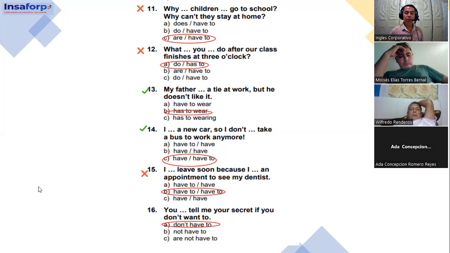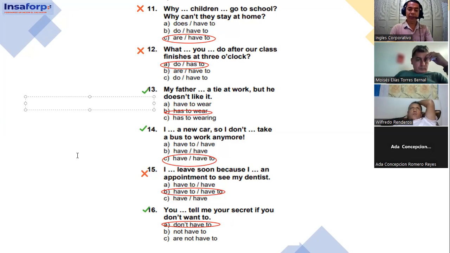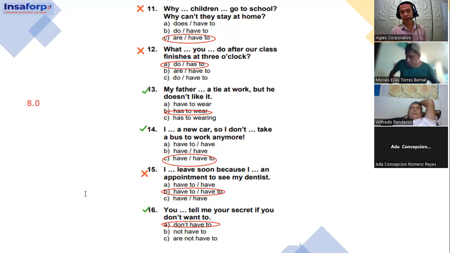Number 16, right? You don't have to tell your secret if you don't want. Secret. Correct, right? Okay, so we have. The grade for you is going to be, ladies and gentlemen, your grade is 8.0. Oh, sorry. 8.0, right? That's your grade. It's not a bad grade. It's not perfect, but it's good.